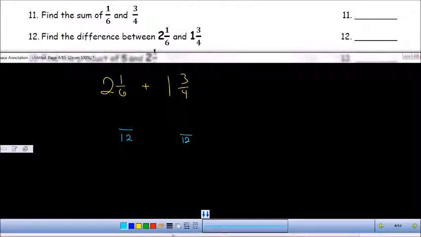And if you see, I just made a mistake. I put a plus sign here, and that shouldn't be a plus sign because now we're looking for the difference between those two numbers. So that means I have to subtract. Okay, so I'm going to have to subtract, and I need common denominators.